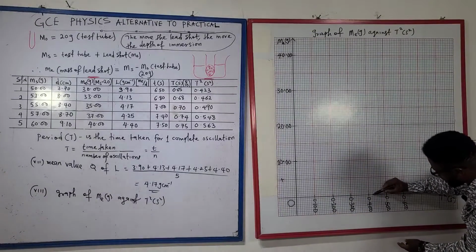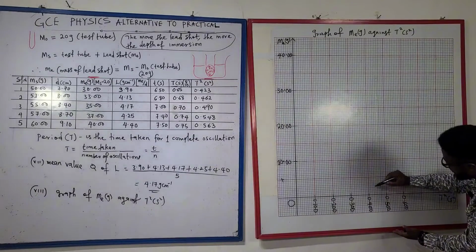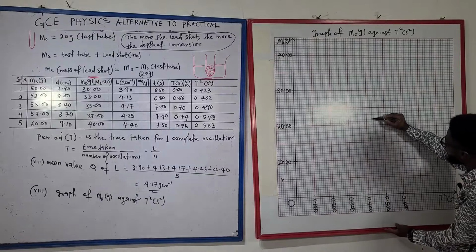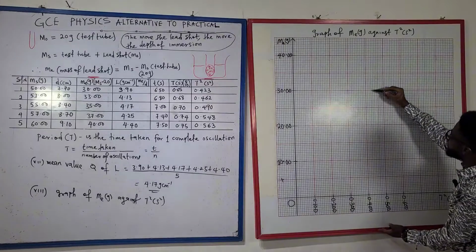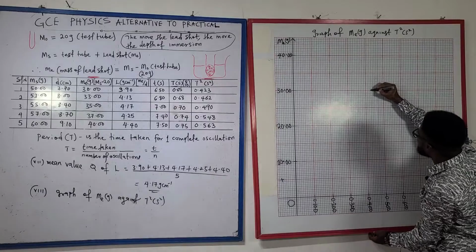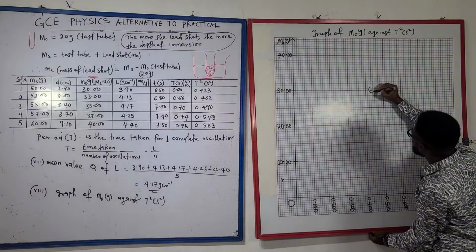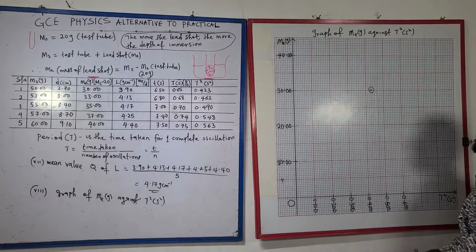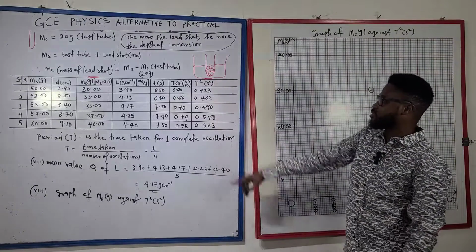0.41, 0.42, 0.43. If I trace that up to 30, this is the point here. I've been able to get that out. And then the next one is 33.